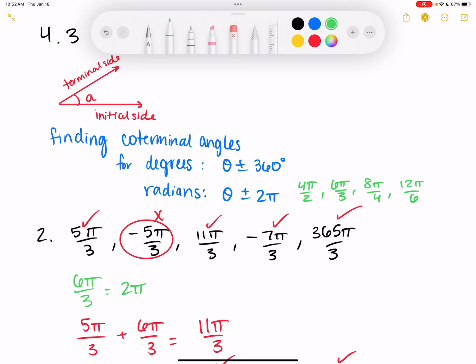Now, last year, I think you had a couple that were like, find something that's coterminal with 15 pi over 9 or something like that. That would just be 18 pi over 9, which would reduce to 2 pi. So whatever these are, they just have to reduce to 2 pi, and those are the increments that I would use. So theta plus or minus these. It's easier just to say 2 pi and tell you to get a common denominator with whatever you're doing.